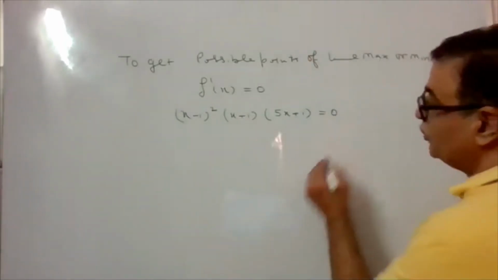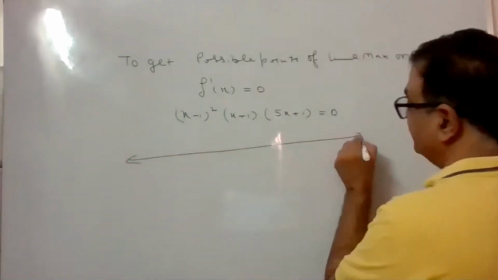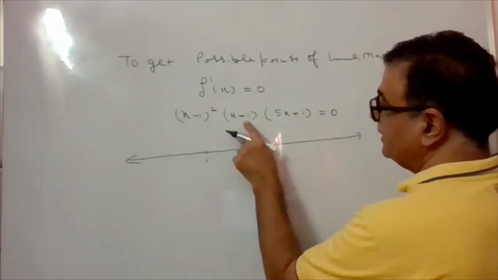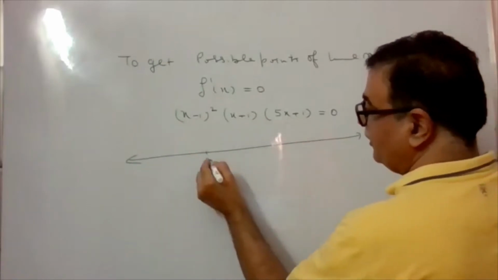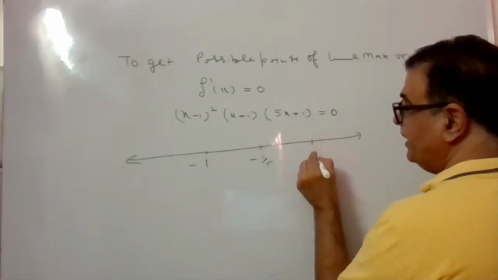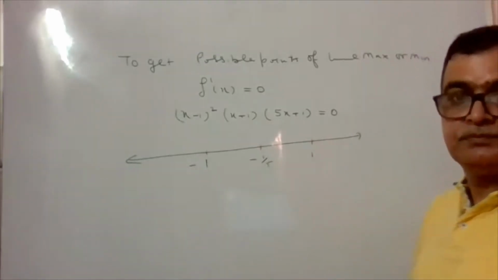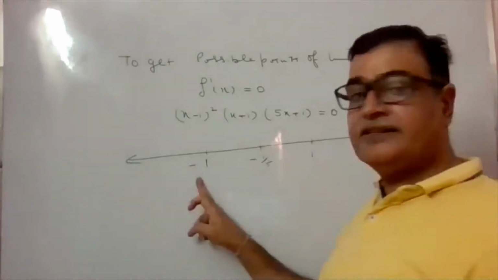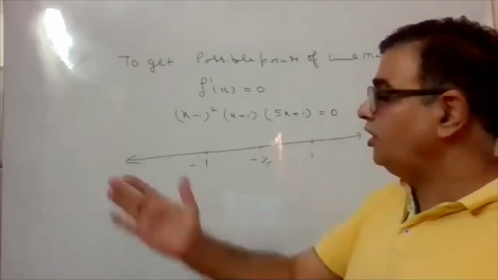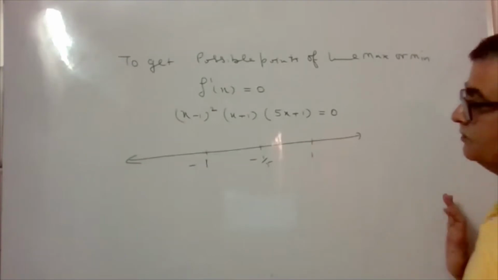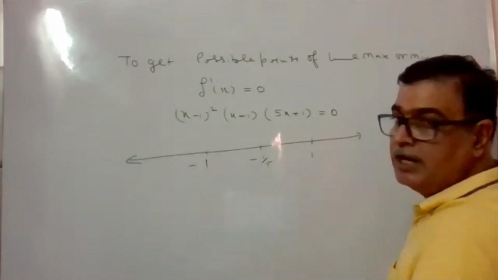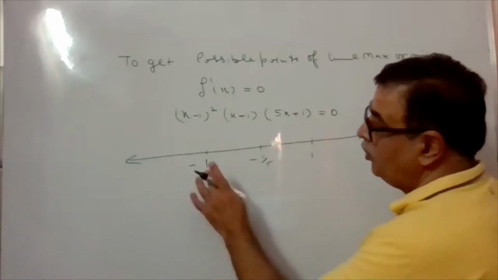And if it is 0, what should I have on the number line? One point is 1, another is minus 1, and another is minus 1 by 5. So minus 1 is here, minus 1 by 5 is here, and 1 is here. These are the 3 points we have on the number line. After getting this on the number line, now just check what the values come to.